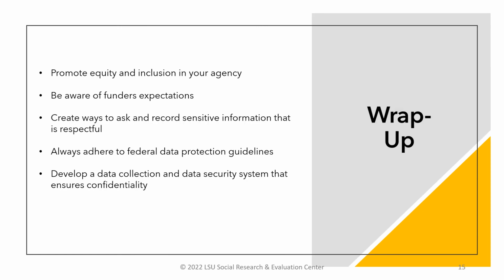To wrap up, promote equity and inclusion in your agency. This helps with the recruitment and retention of marginalized population. Be aware of funders' expectations. They want you to report on the work you've done with marginalized populations. Create ways to ask and record sensitive information that is respectful. Your survey should allow clients and participants the ability to use their own terms and choose their own descriptions. Adhere always to federal data protection guidelines.